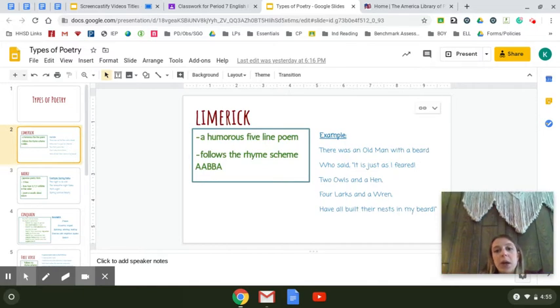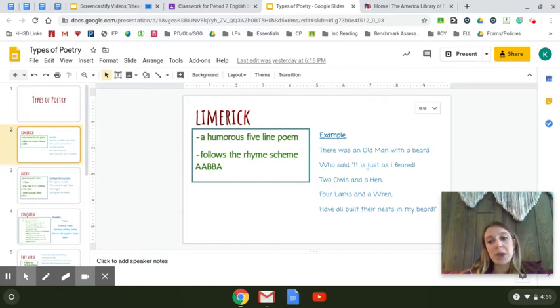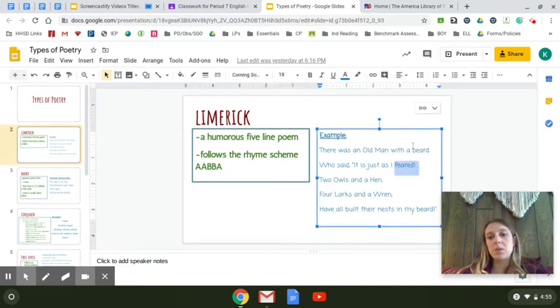So a limerick. A limerick poem is a humorous 5-line poem, so it's usually poking fun at someone or making fun of someone. It follows a specific rhyme scheme, which means the first 2 lines rhyme, and those lines also rhyme with the 5th line, and then the 3rd and 4th lines rhyme. So look at the example. There was an old man with a beard who said, "It was just as I feared. 2 owls and a hen, 4 larks and a wren have all built their nests, my beard." Haha. Notice how the rhyme scheme is maintained, which is the classic form of a limerick.